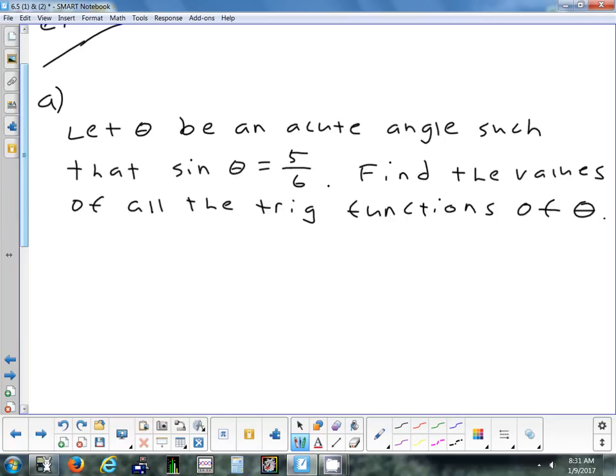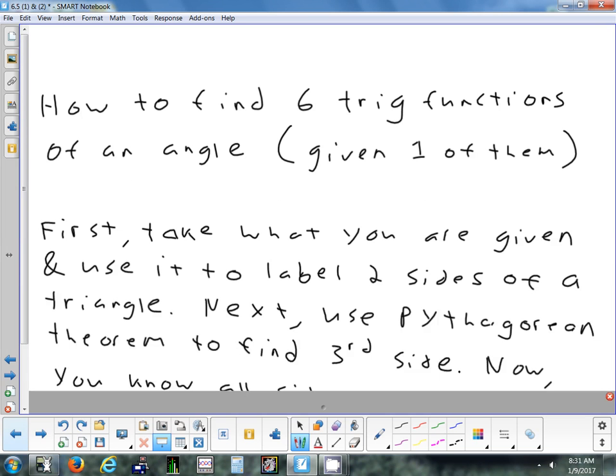Couldn't you draw a triangle, and then because sine is opposite over hypotenuse, we know that the opposite side of the angle is 5 and then the hypotenuse is 6? Yeah. So we could do the Pythagorean theorem. Right. We can put theta wherever we want. It doesn't matter if you put theta at the top or over on the right. But the point is exactly what Amanda just said. Take what you're given, draw a diagram, and use it to label 2 of the sides.